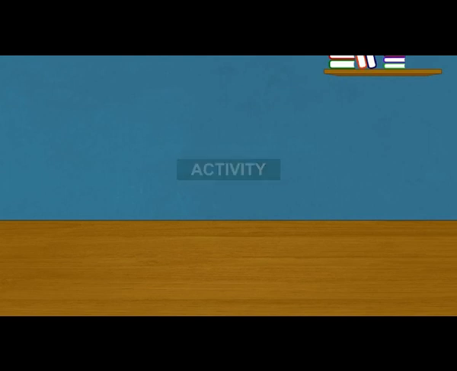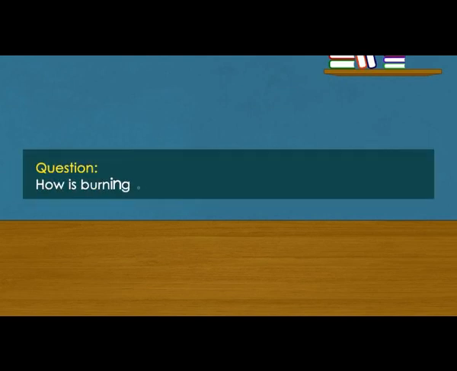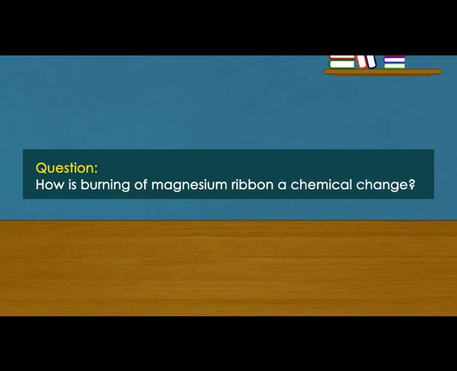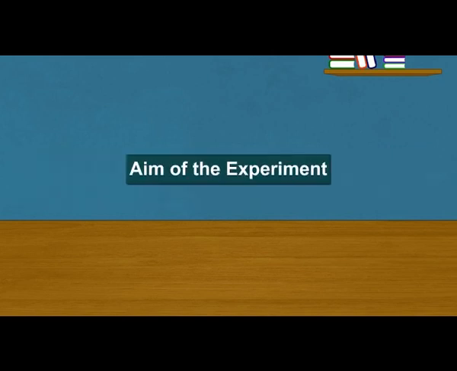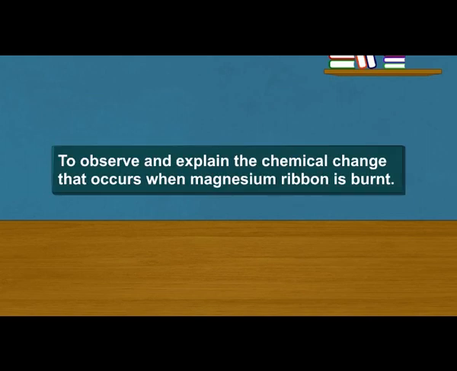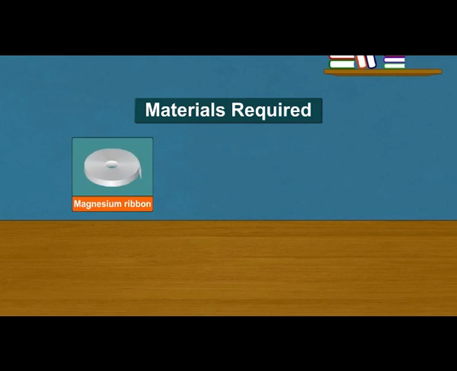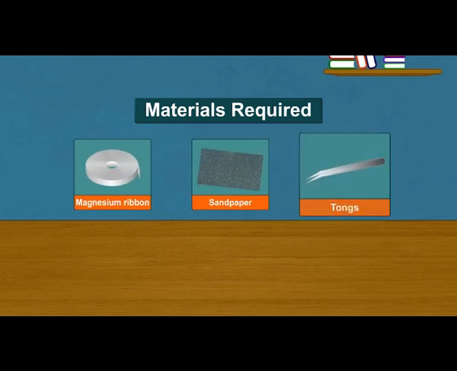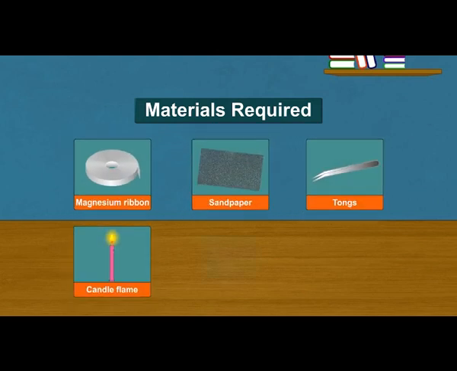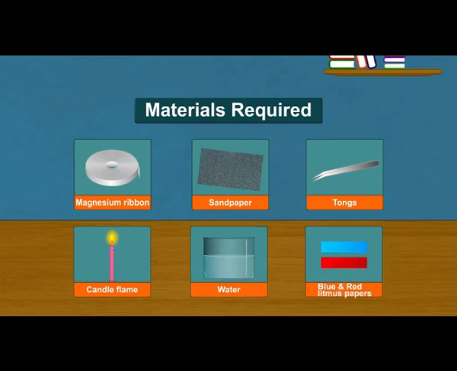Activity. How is burning of magnesium ribbon a chemical change? Aim: to observe and explain the chemical change that occurs when magnesium ribbon is burnt. Materials required: magnesium ribbon, sandpaper, tongs, candle flame, water, blue and red litmus papers.